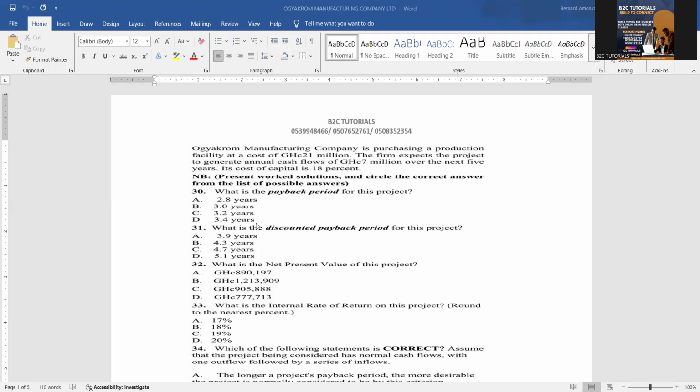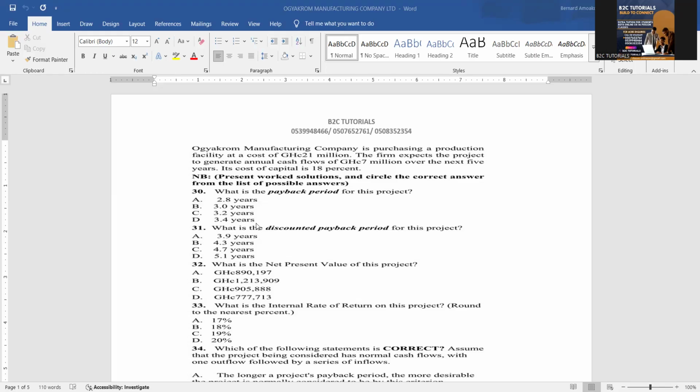Now, another name for cost of capital is the discount rate, interest rate, or cost of capital. That is what we refer to that. Now, it says note, present worked solutions and circle the correct answer from the list of the possible answers. So this is just a guide as to how to solve it.